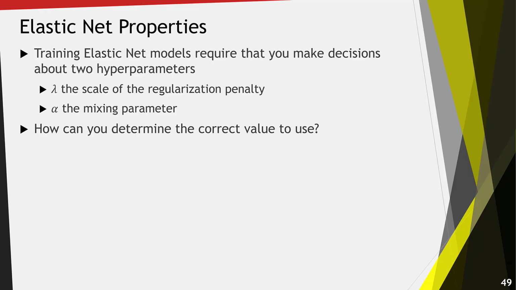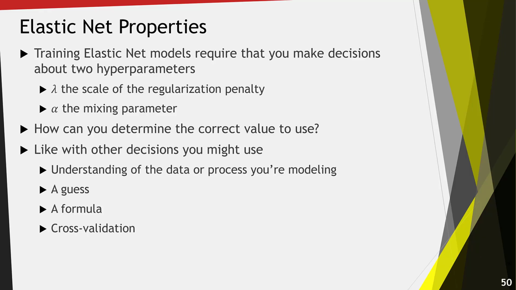So how do you determine the correct value to use? Just like in other cases, there are a bunch of different approaches. You might use your understanding of the data or the process you're trying to model. You might just make a guess. You may use a formula, or you can use cross-validation. Just like with determining the value of lambda, determining the value of alpha is often accomplished using cross-validation.